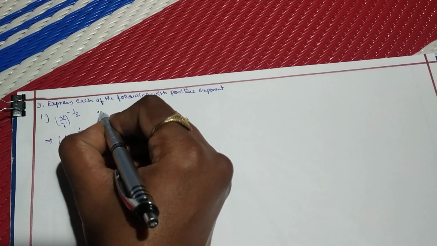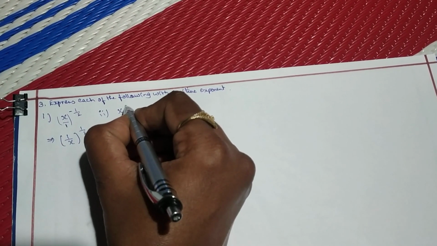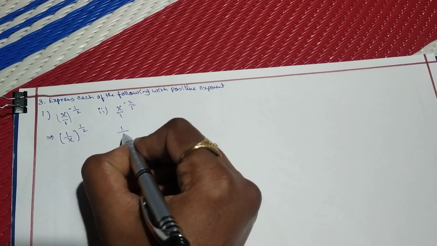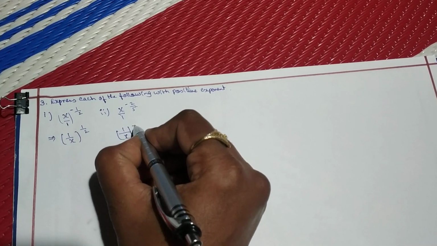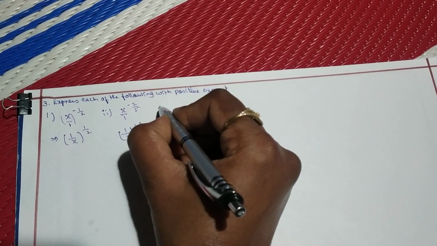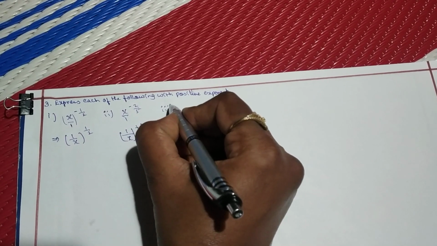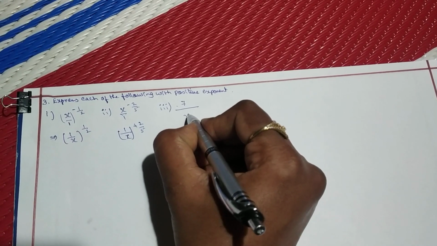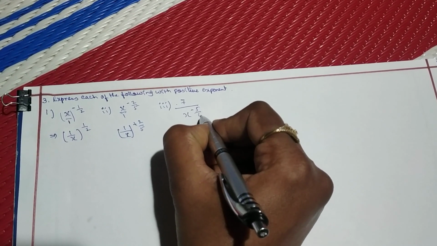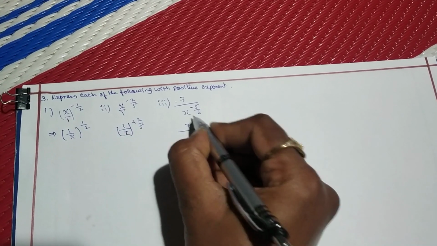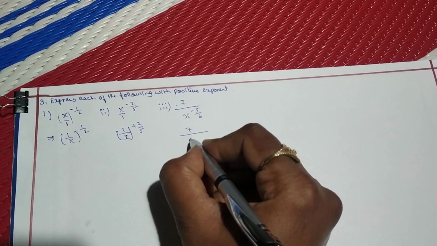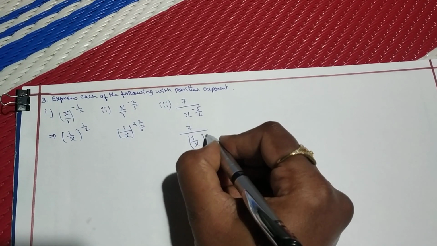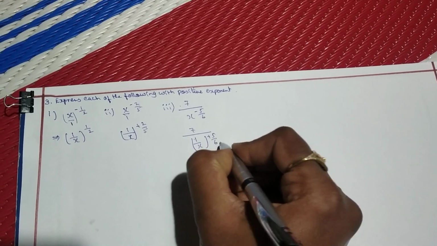That's all. Second one, x to the power of minus 2 by 5. Then x can be written as x by 1. Then 1 by x to the power of plus 2 by 5. Then third one, 7 divided by x to the power of minus 5 by 6. Then 7 divided by, x can be written as 1 by x to the power of plus 5 by 6.